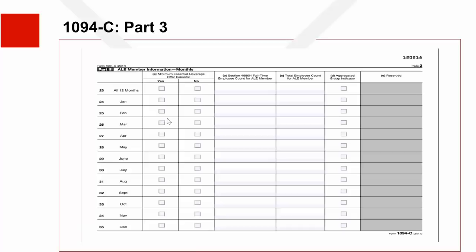Now, it should be noted that an employee is not counted as an employee in a limited non-assessment period. Those that are in their waiting period are not counted in determining whether minimum essential coverage was offered to at least 95% of an ALE's full-time employees and their dependents. So they're not considered in that number when determining minimum essential coverage.